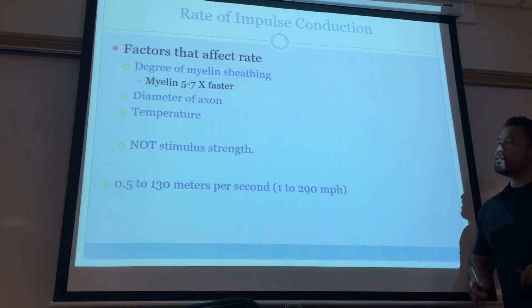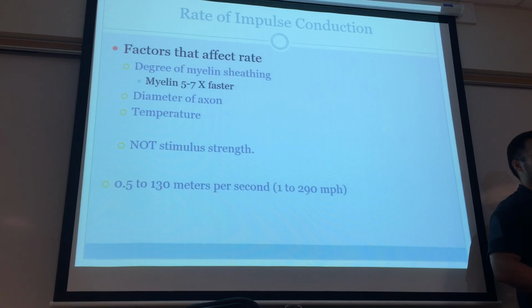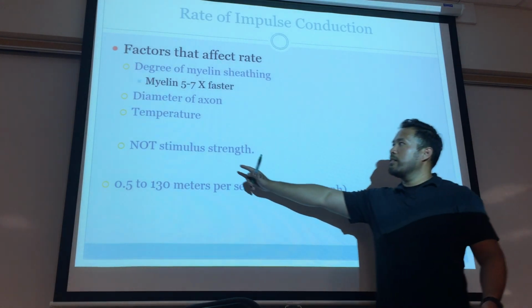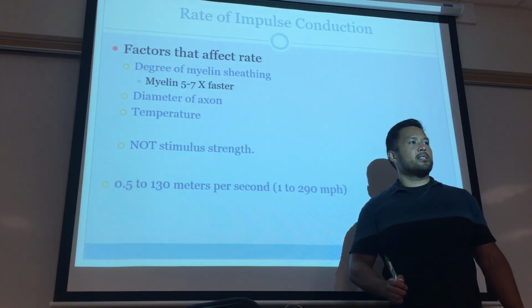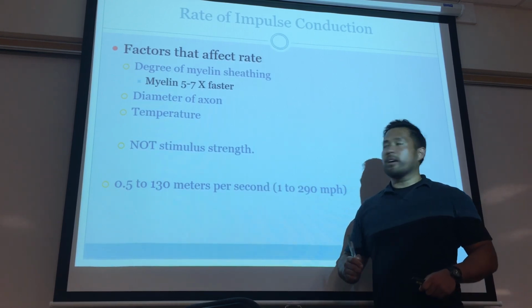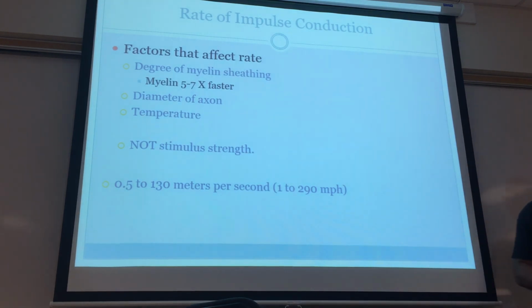The thing that does not affect the rate of impulse conduction is the stimulus strength. As long as we get those sensory neurons to get to threshold, it's going to travel at the same speed. As long as you're in continuous conduction, it's not going to speed up any faster. If it's saltatory, it's not going to speed up any faster. It's always going to travel the same speed.